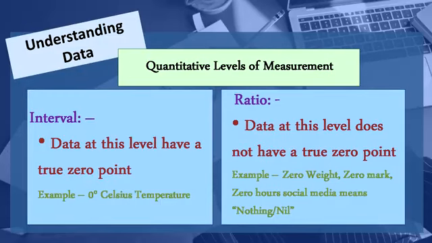In the interval level, when we say 0 temperature, it doesn't mean that there is no temperature existing. You can see the difference in temperature in terms of Celsius and Fahrenheit. If 0 is Celsius, the Fahrenheit gives a different number. So in the interval, 0 has a meaning. In a ratio, 0 means nothing. The starting point is 0 in a ratio level. So that's the difference between these two levels of quantitative data.